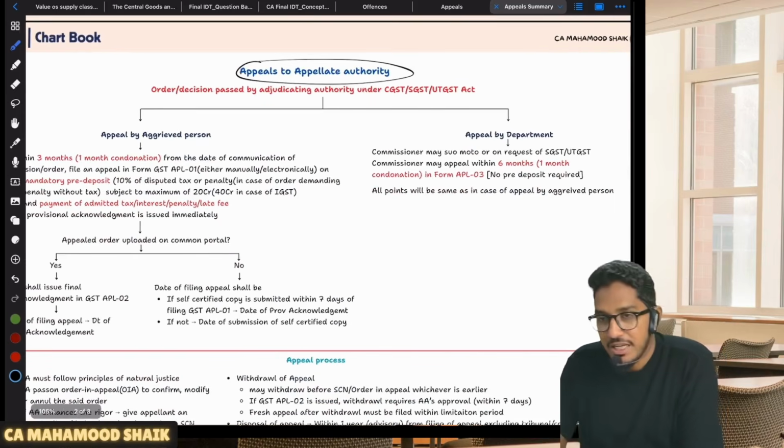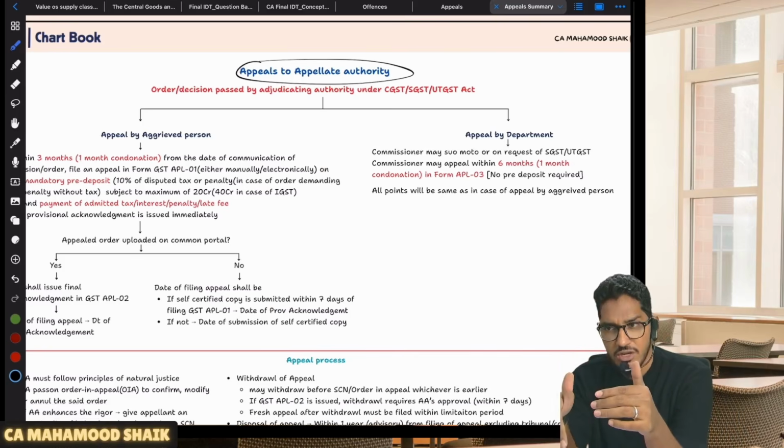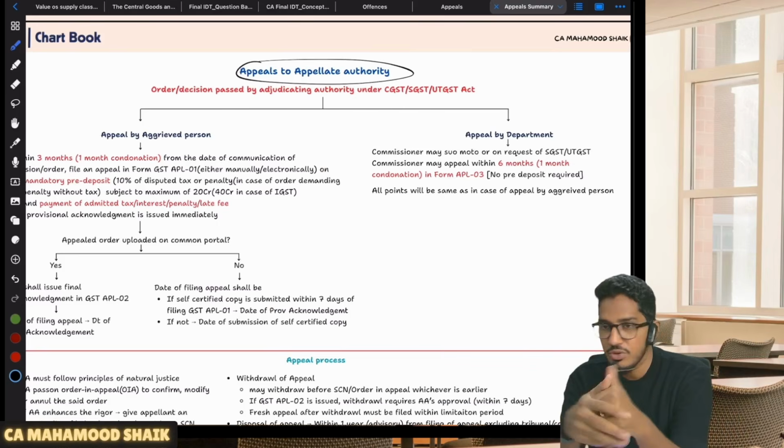So appeals to the appellate authority. Only which appeals will come to appellate authority? Tell me. Revisional authority's order will come? No. Only adjudicating authority's order will come to appellate authority.